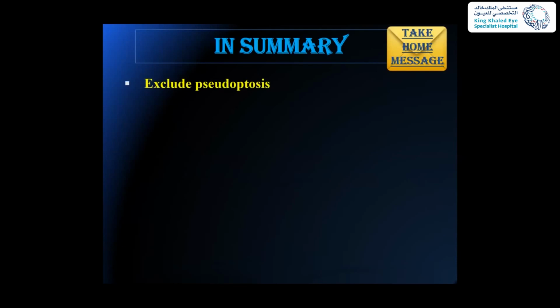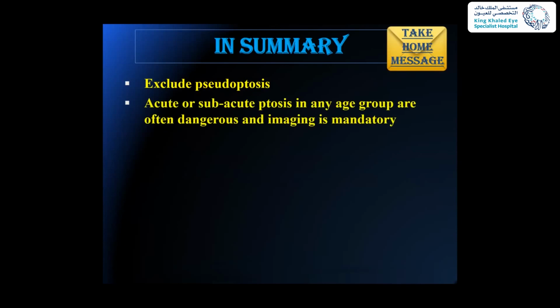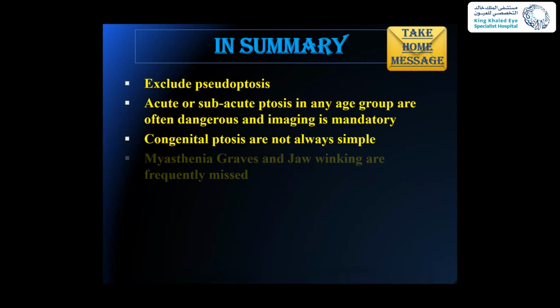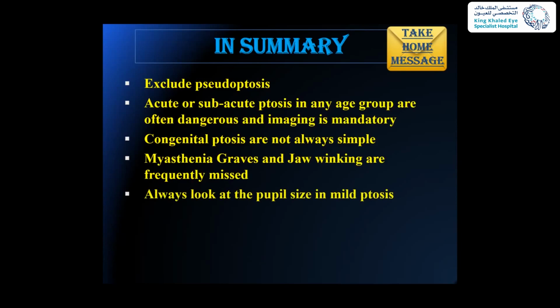So in summary, when you see a ptosis, first you have to exclude pseudoptosis. Be careful about the onset. If the patient has acute or subacute onset in any age group, it is often dangerous and imaging is mandatory. Congenital ptosis is not always simple, as it is sometimes associated with other features. Myasthenia gravis and jaw winking are frequently missed if you don't ask about them during history evaluation. Look at the pupil in mild ptosis, because it may be fatal if you miss Horner syndrome.